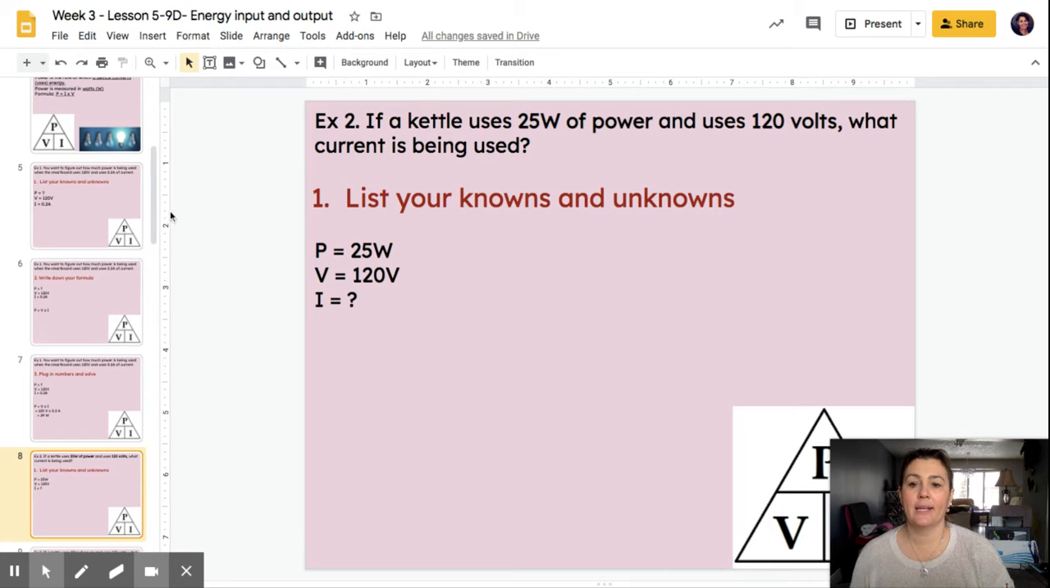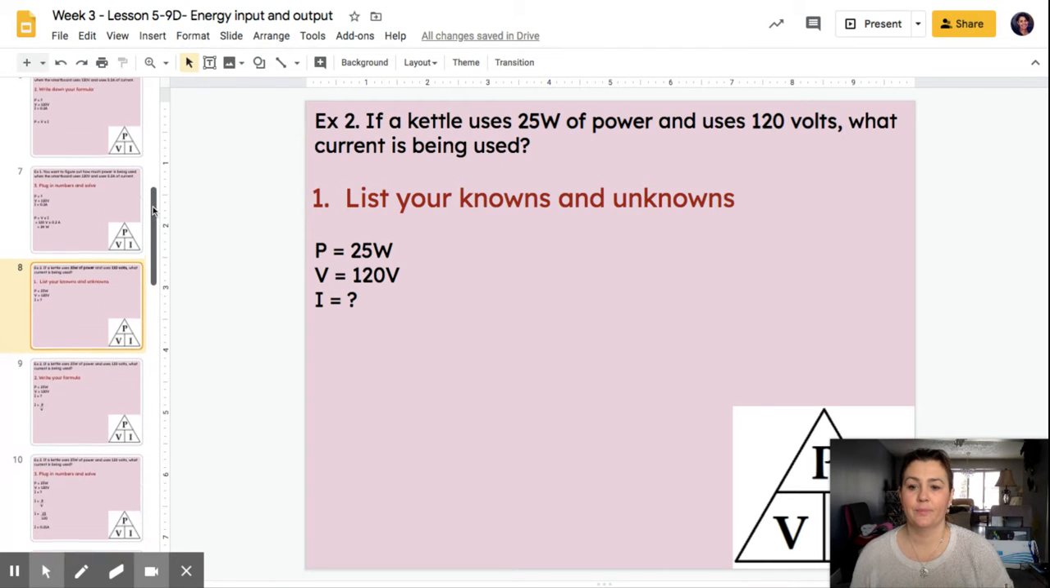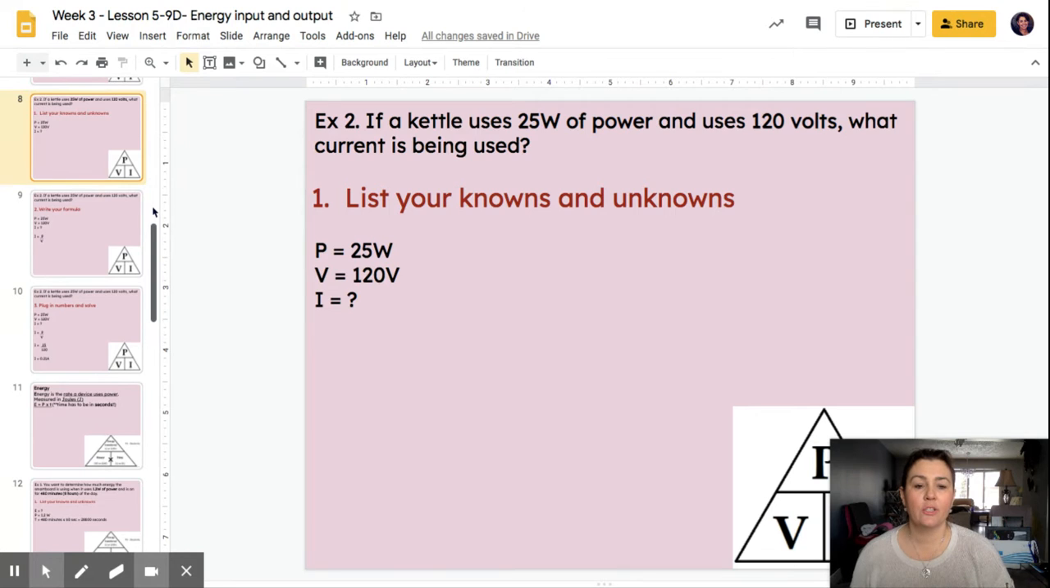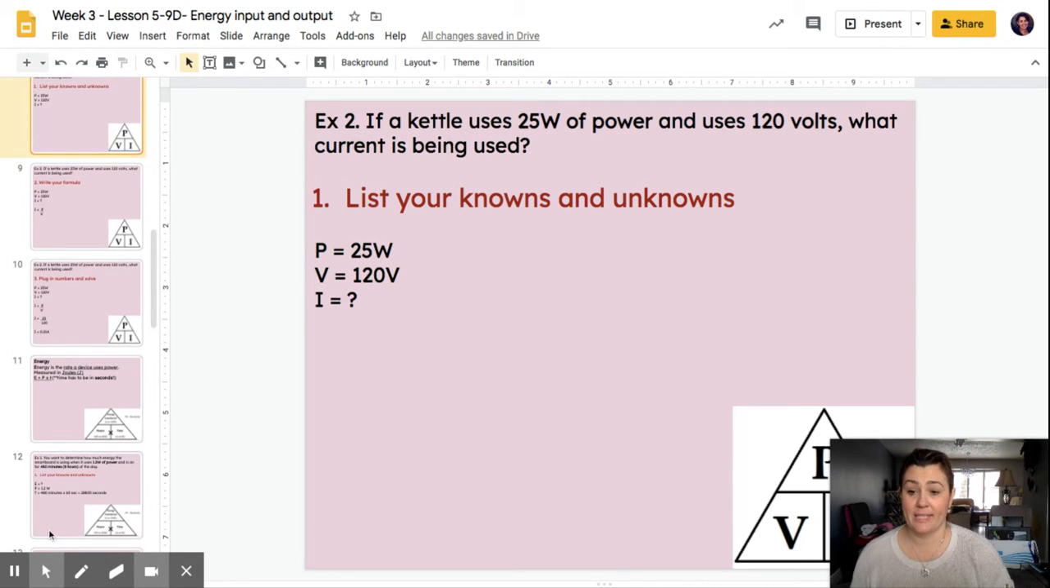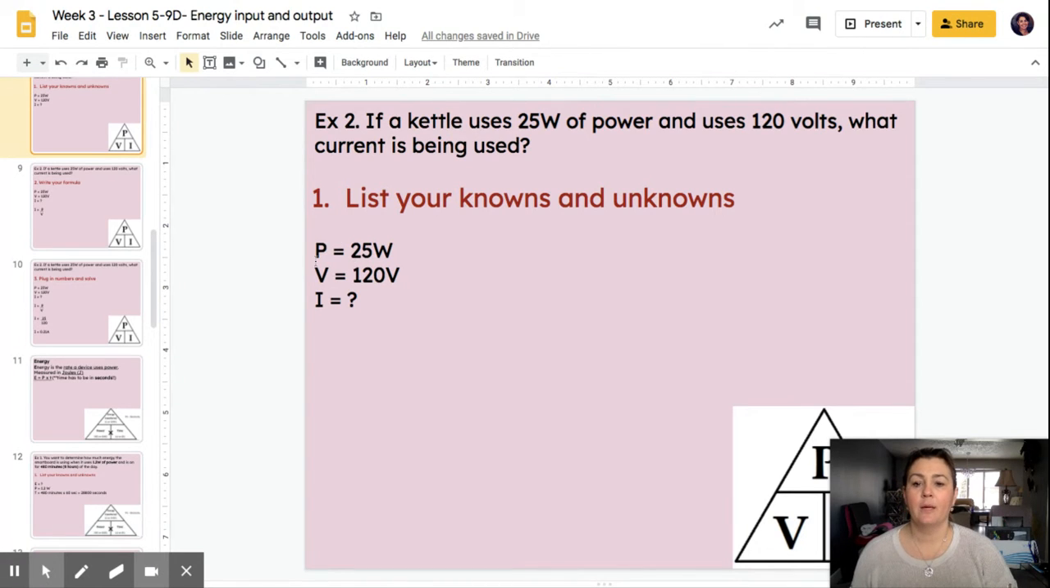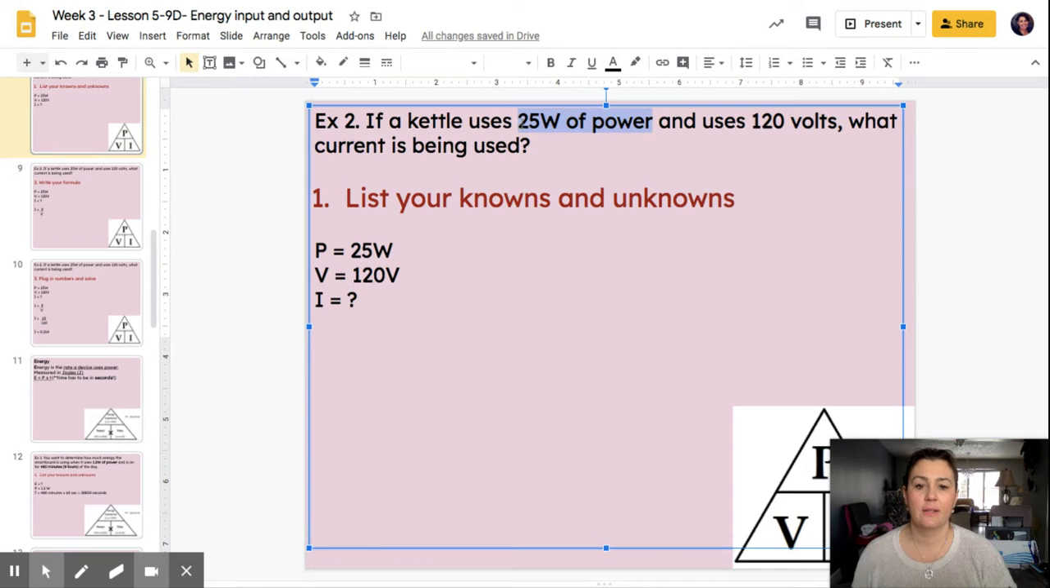Let's try example number 2. If a kettle uses 25 watts of power and 120 volts, what current is being used? So again, let's write down everything we know. P, power, is 25 watts. So we're just going to copy that right here. Now, it says it uses 120 volts. So we're just going to write that right here. What current is being used? So we want to know current.